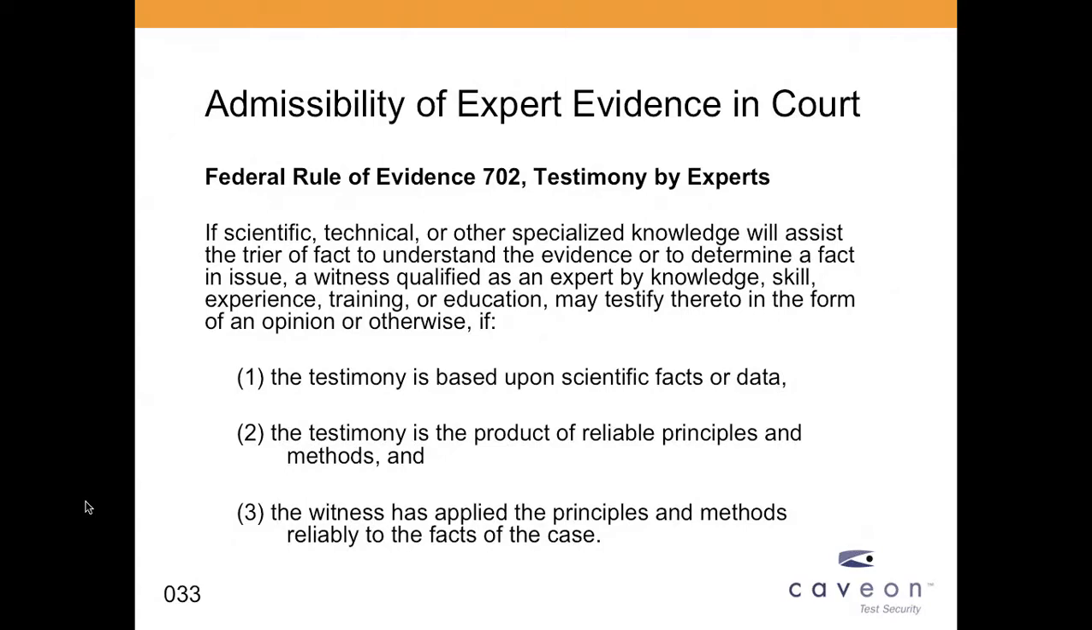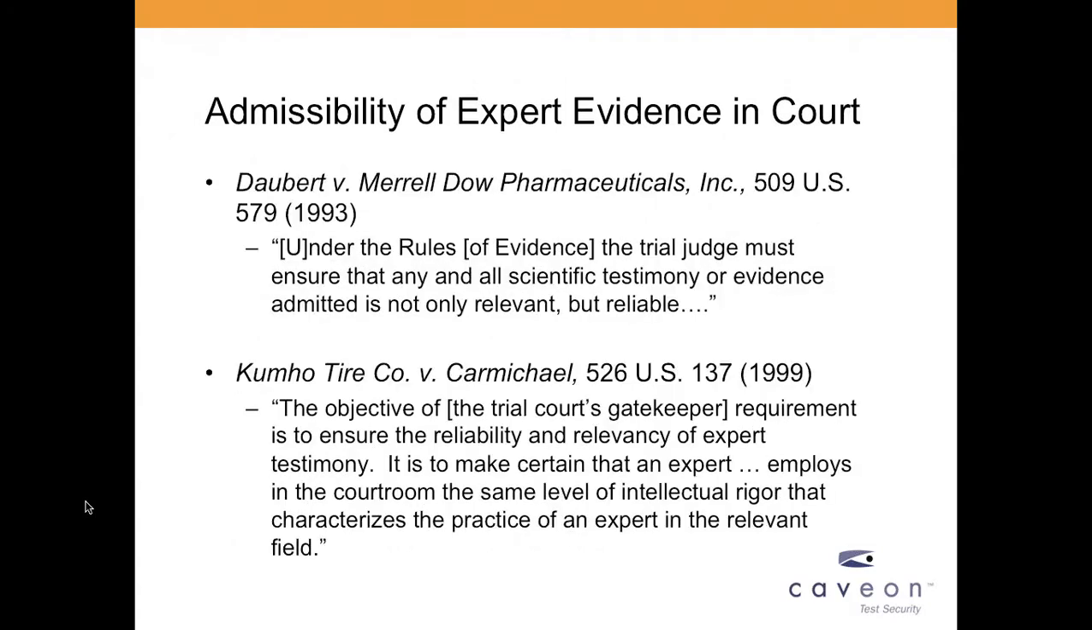So moving on briefly to the next slide, these are two U.S. Supreme Court cases where the court comments on expert testimony, and not surprisingly, the court makes it pretty clear to us that the judge's role is to ensure that scientific testimony or evidence is not only relevant, but reliable. And as you see from Kumho Tire, the second case, the Supreme Court tells us that the judge must make sure that the expert employs in the courtroom the same level of intellectual rigor that characterizes the practice of an expert in the relevant field.